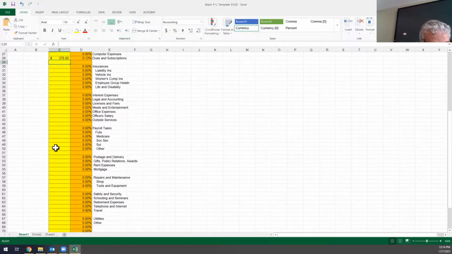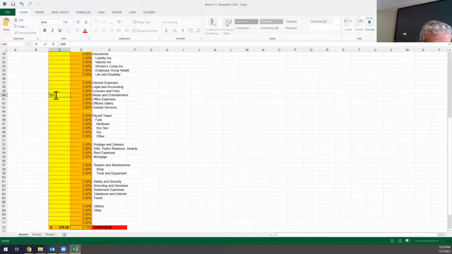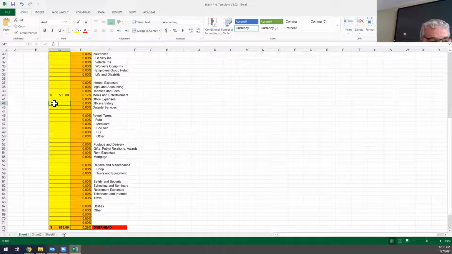So let's say meals and entertainment, you took some people out to dinner through the year, you plan to put $500 in that one maybe. So see the one that says officer's salary? That could say owner's salary. I'm an officer in my corporation. It's just a term. It doesn't mean anything. I still sweep the floors. So I would say officer's salary, let's put 25,000 in there as well.